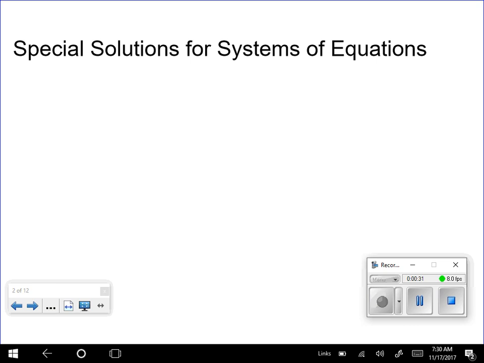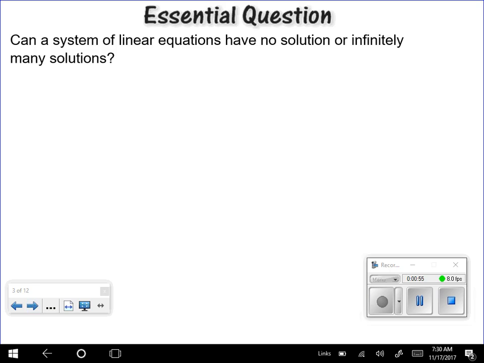We discussed that there were many ways to solve systems of equations, but we focused on graphing yesterday, and we're going to continue graphing today. We're going to look at what the graph for special solutions of systems of equations looks like, and we are going to just continue working on graphing. Some of us still have a little bit of trouble with that. So our question of the day is, can systems of linear equations have no solution or infinitely many solutions?